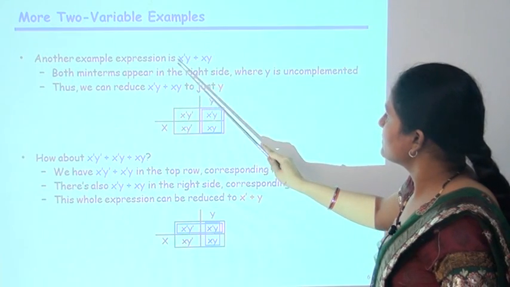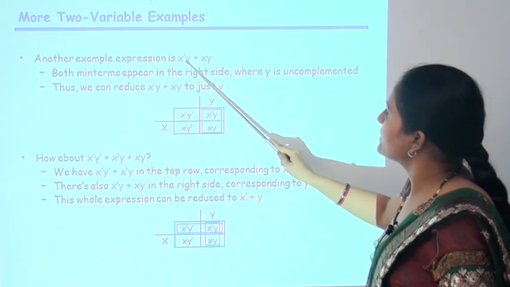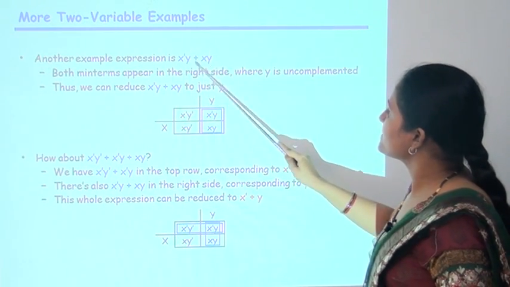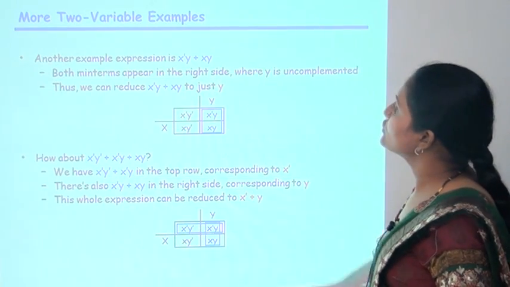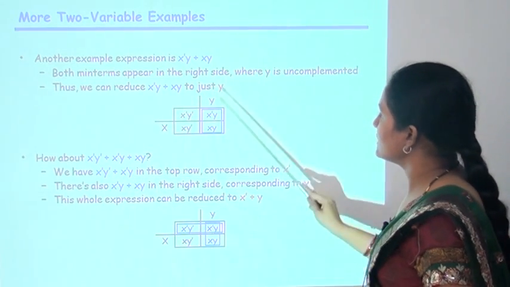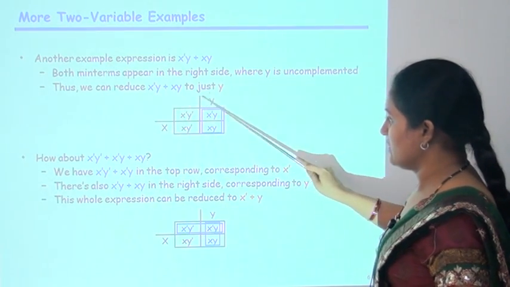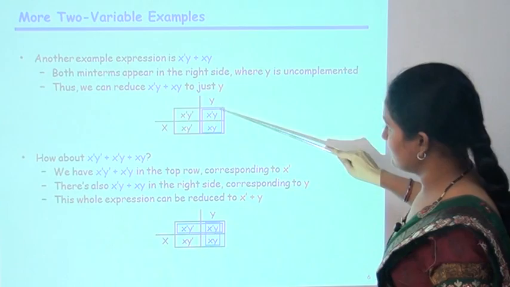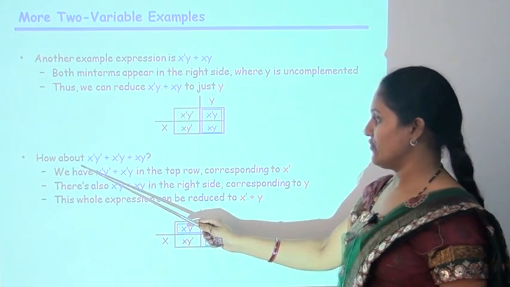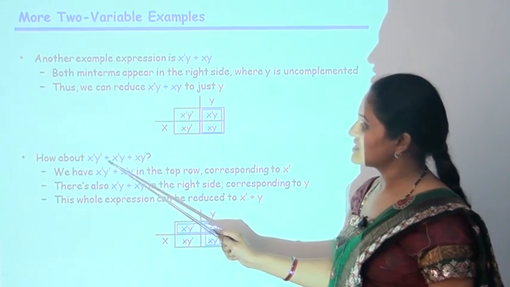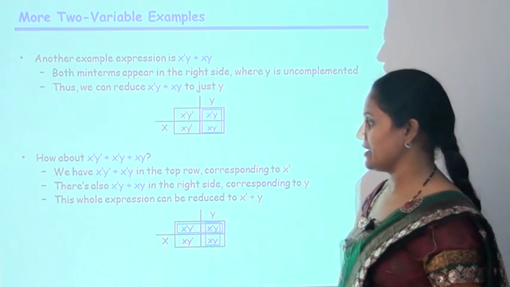Here on both sides we can take y common, giving (x' + x)y, which equals 1 times y, so this is y. We can reduce this to just y. This is the part. What about x'y' + x'y + xy?